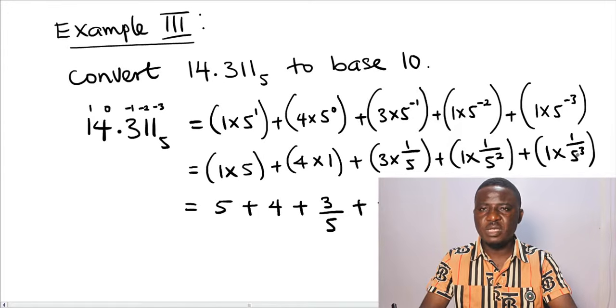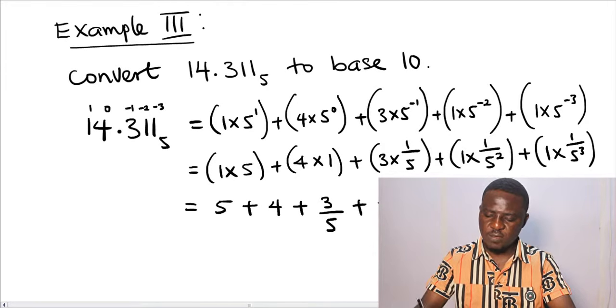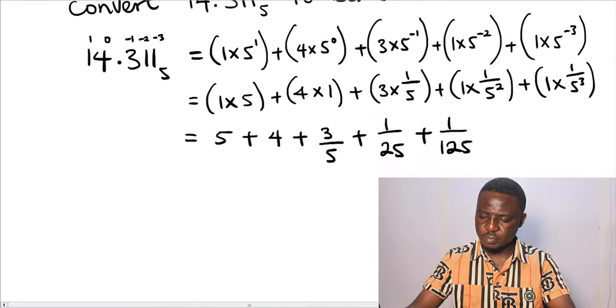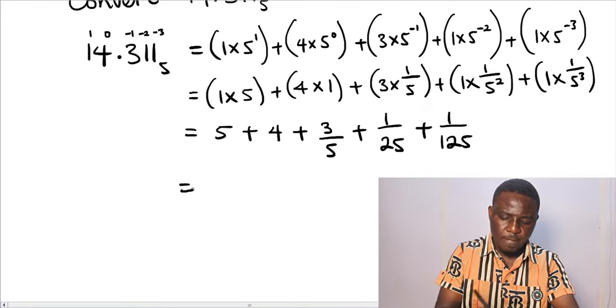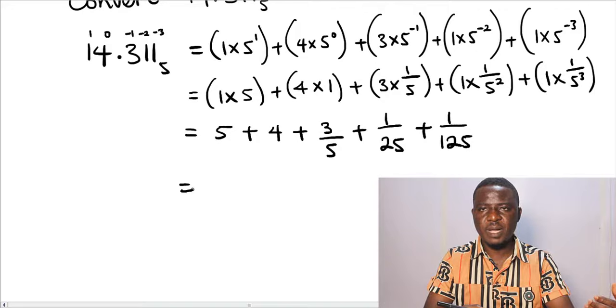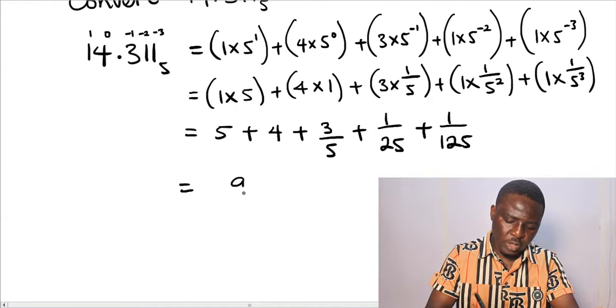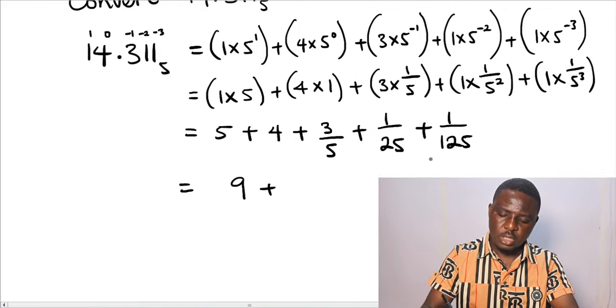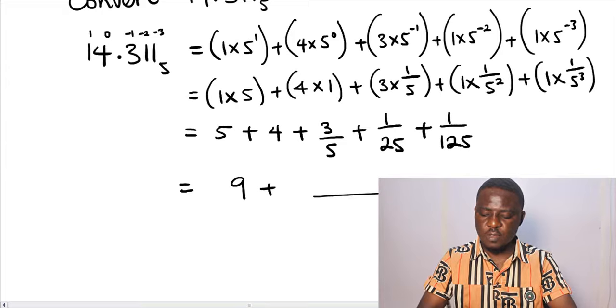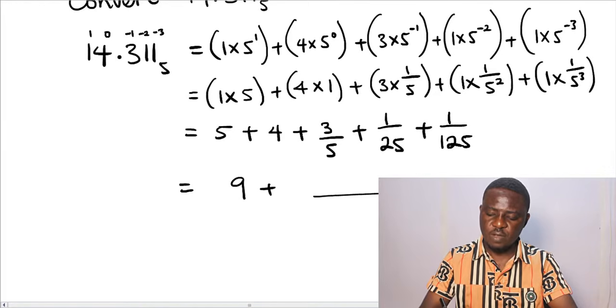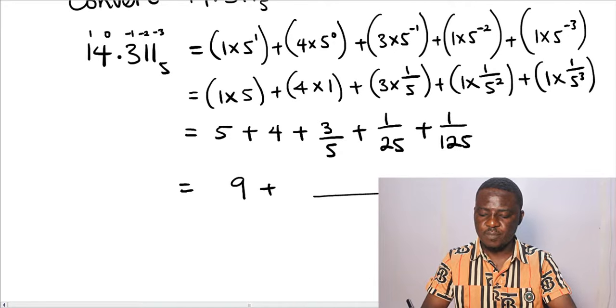5 cubed is said to be 5 times 5 times 5, and 5 times 5 will give you 25. 25 times 5 will give you 125. So 1 times 1 over 125 is said to be 1 over 125. When you simplify further, you add up the whole number part as well as the fractional part, such that 4 plus 5 will return a value 9, plus we'll look for the LCM of 5, 25 and 125, which is 125.